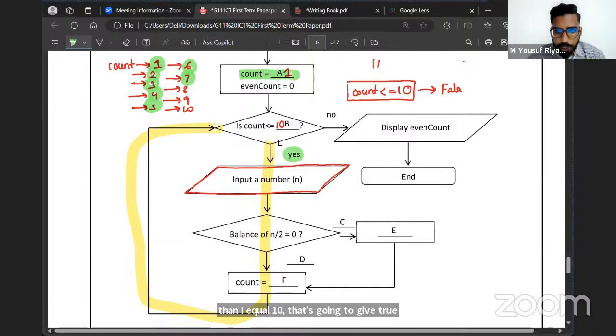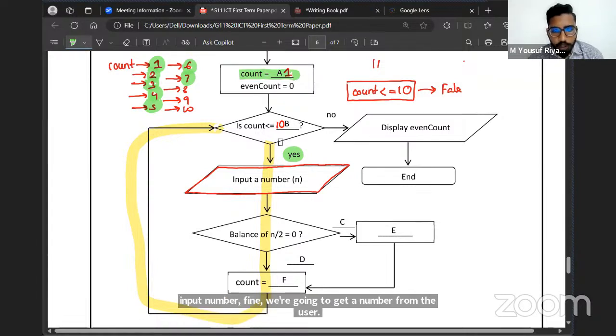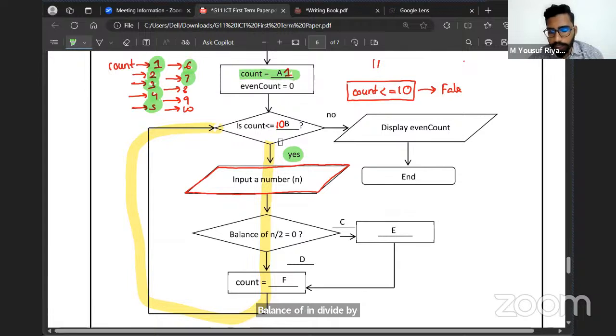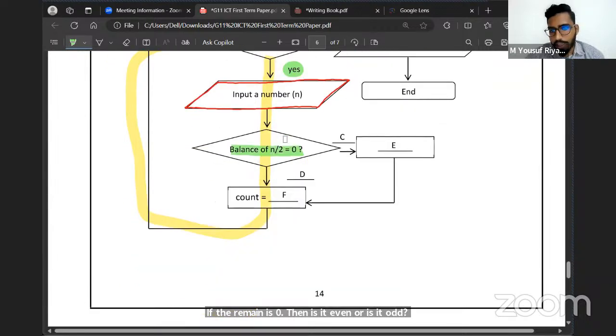In yes, we have input number, fine. We're going to get a number from the user. Balance of n divided by 2. Actually, the logic is a bit silly here, but fine. So you're going to check the balance of n divided by 2, that is, when you divide n by 2, is the remainder 0? When you divide a number by 2, if the remainder is 0, is the number even or is the number odd? The number is even.